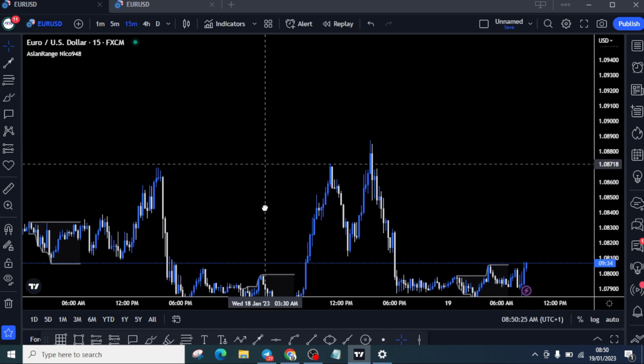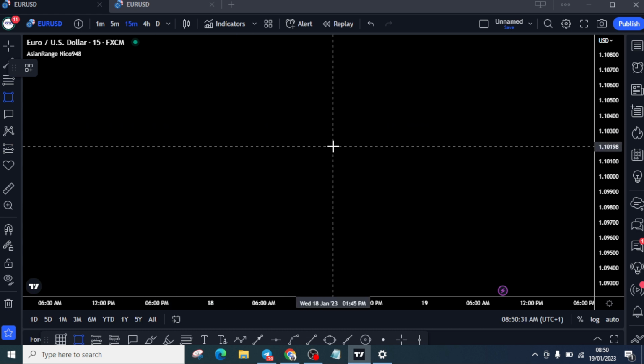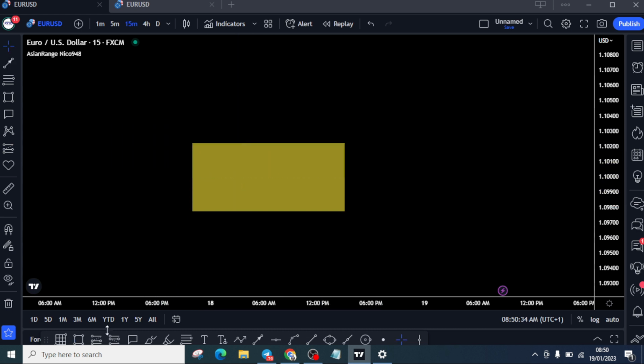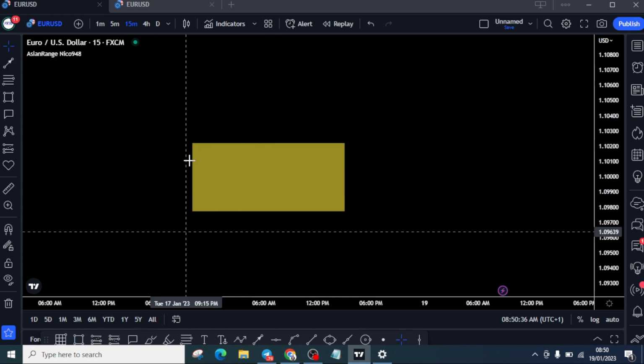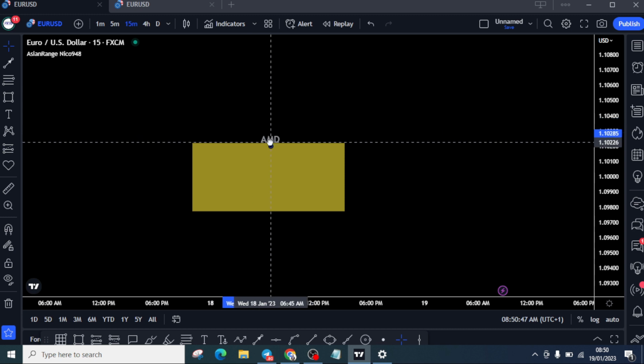The first thing you need to understand is the concept of ICT, which is called AMD. Now, this concept is called AMD. What is it? It is called accumulation, manipulation, and distribution. All right. So this is AMD.